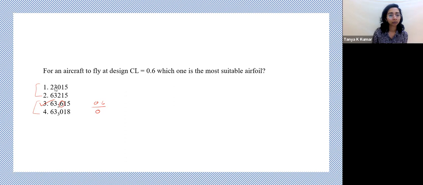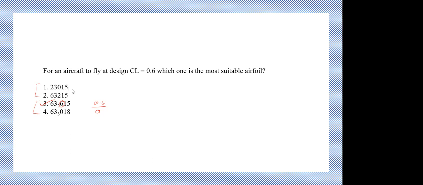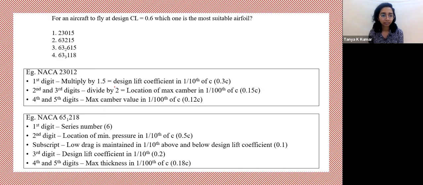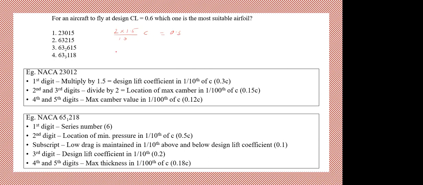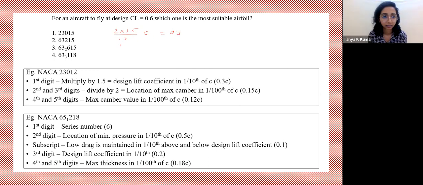So, what about the first case? What will the design CL be? Okay. Let's just look at it. Design CL for the NACA 5 series is the first digit multiplied by 1.5 in 1/10 of C. So it will be 2 into 1.5 by 10 C, which is 0.3. Correct. For the second case, what will the value be?